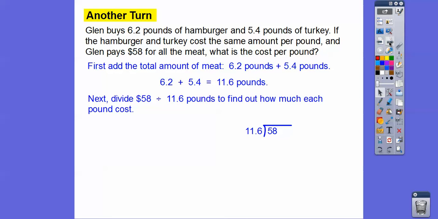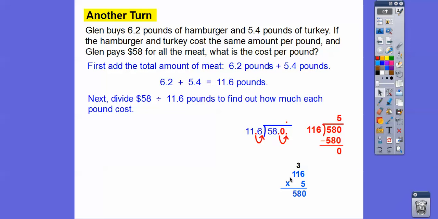So here I did long division, okay? So when we multiply, move this decimal over one place. So the decimal's right here. We're going to move it over one place and then make it with a 0, okay? So it gives us 116 goes into 580. Now, I know 100 times 5 is 500, so let's see what 116 times 5 is, okay?